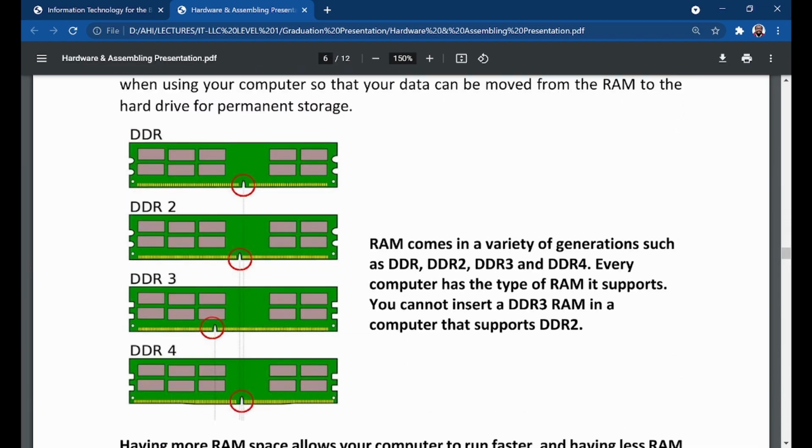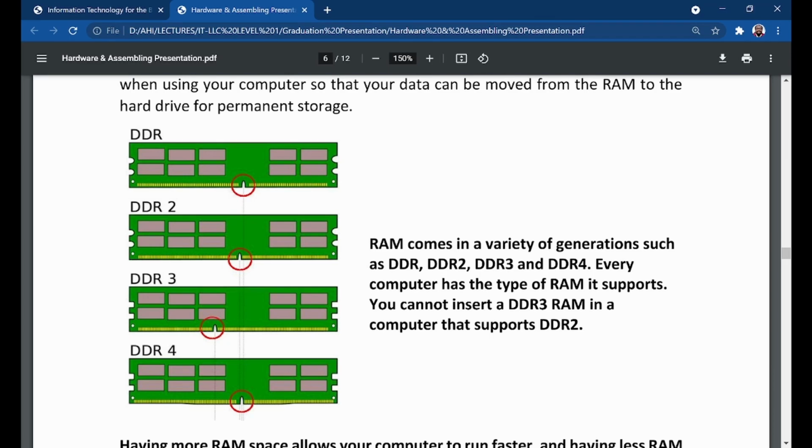Watch this. Now it says that RAM comes in a variety of generations, such as DDR, DDR2, DDR3, DDR4, and now DDR5 has been announced. Now, you may not understand what this DDR stands for, but it stands for double data rate. It simply means the versions, let me call them versions. Today the most powerful RAM is the DDR4.